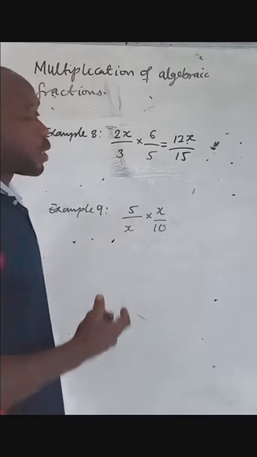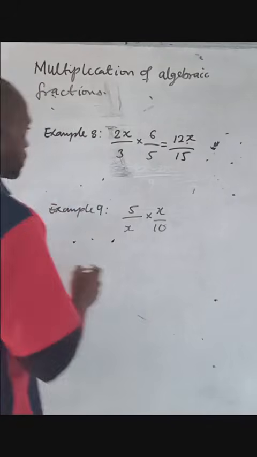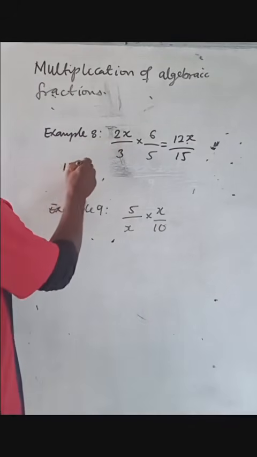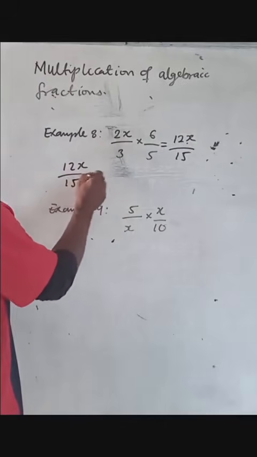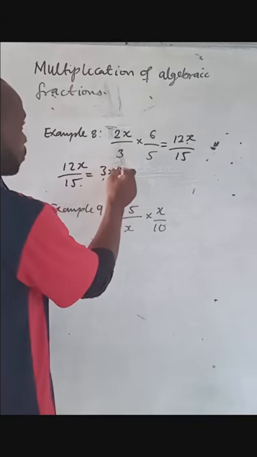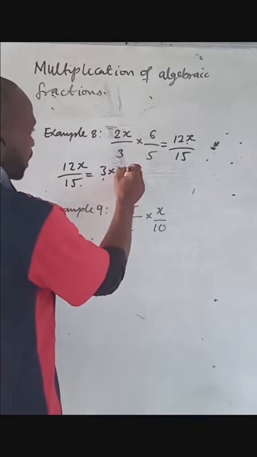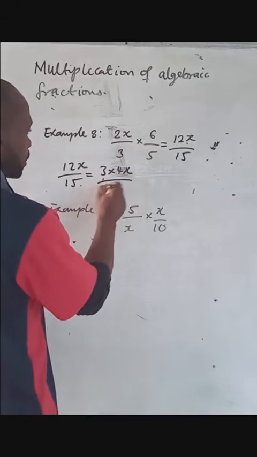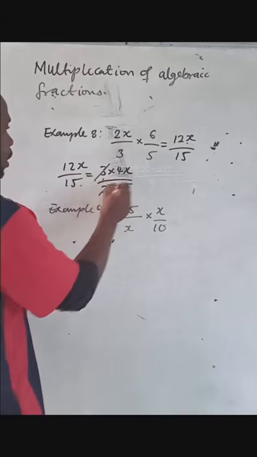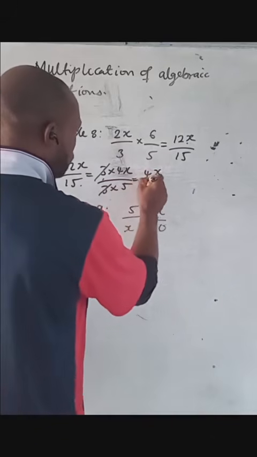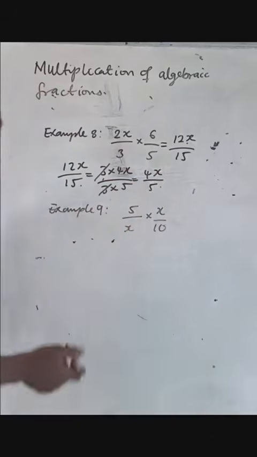So after doing that, you can now simplify the expression. 12x all over 15 can be expressed as 3 multiplied by 4. We will still arrive at the same thing. Okay, let's say 3 multiplied by x all over 3 multiplied by 5. Therefore, 3 will cancel out 3. The expression becomes 4 all over 5. So this is the simplified version.